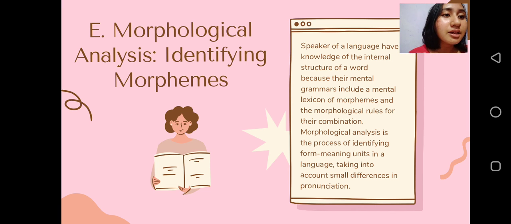Last but not least, morphological analysis: identifying morphemes. Speakers of a language have knowledge of the internal structure of a word, because their mental grammars include a mental lexicon of morphemes and the morphological rules for their combination. Morphological analysis is the process of identifying form and meaning units in a language, taking into account small differences in pronunciation.